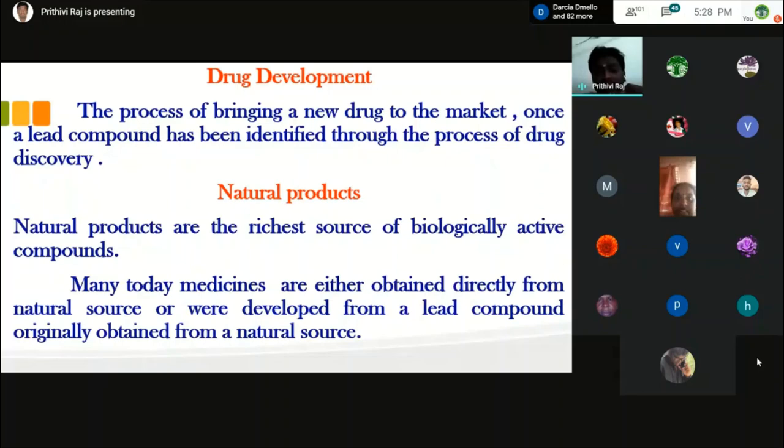I told you that some plants eaten by human beings also contain secondary metabolites, phytochemicals, flavonoids, steroids, everything. Some plants not utilized by human beings as food can also contain lead compounds. How the lead compound can be obtained from natural resources, we are going to see in the phase 1, phase 2, phase 3 clinical trials.